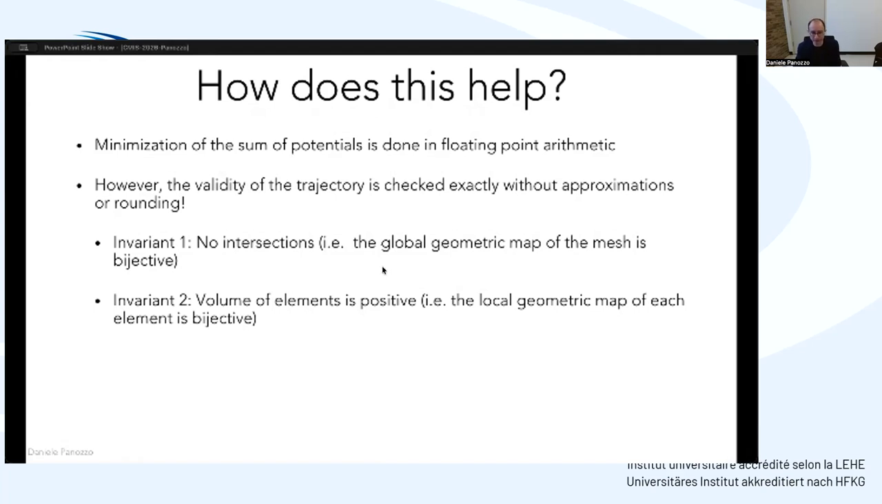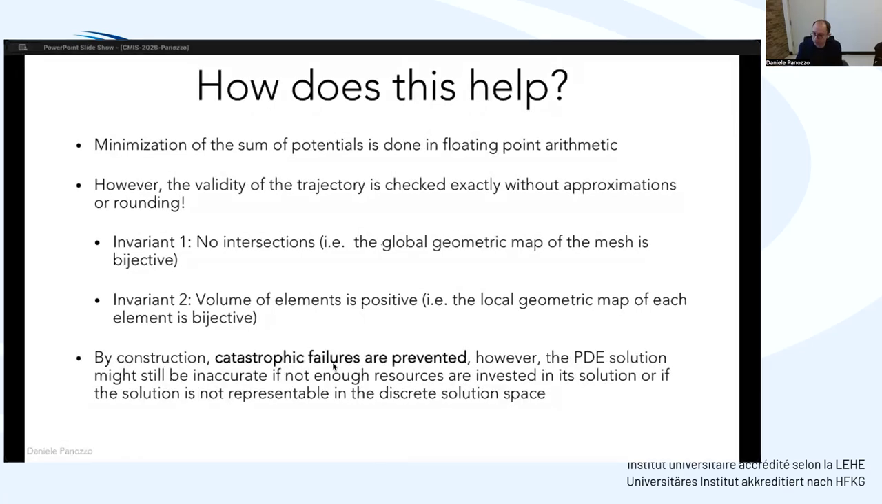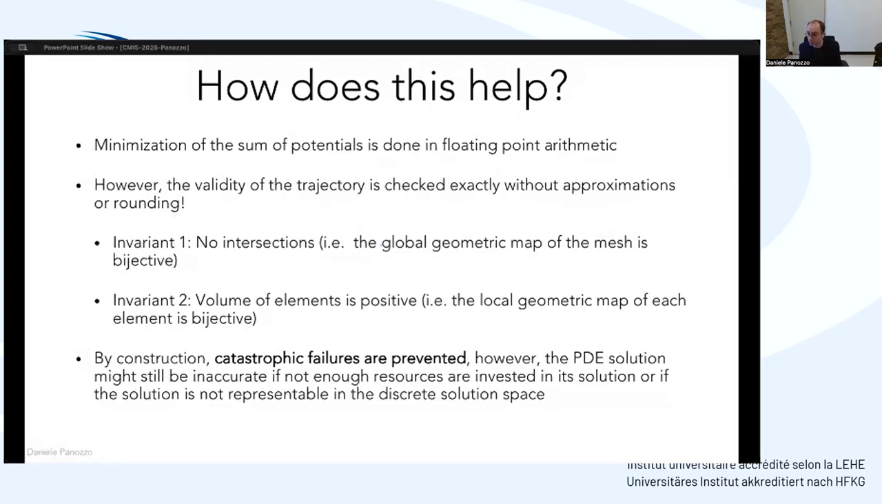So at the end of this, you get an algorithm which is very simple. It's standard Newton on a potential that minimizes a scalar potential. Catastrophic failures cannot happen because the line search will never allow you to violate these constraints. The thing that can happen is that it's going to take a long time to actually find a minimizer. But I think this is a better failure than having something crashing or creating intersection or inverted elements and so on.